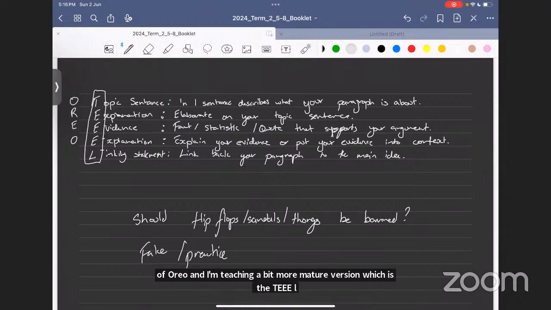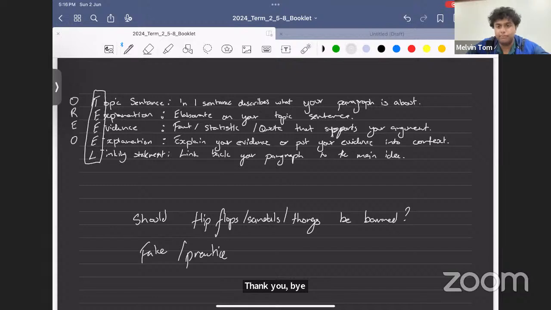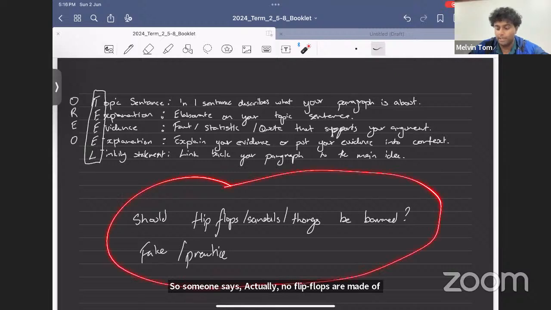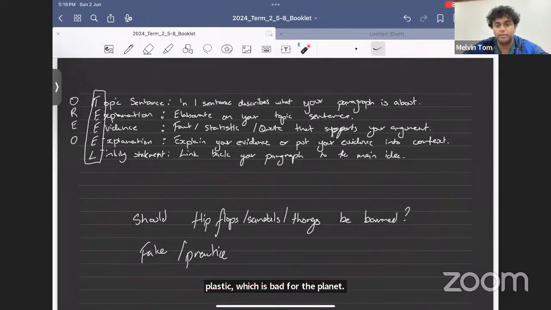All right, what is a rebuttal? A rebuttal is like an argument against someone else's argument. So someone says, actually, no, flip-flops are made of plastic, which is bad for the planet. And then you make a rebuttal against that argument. So that's an argument against that argument.